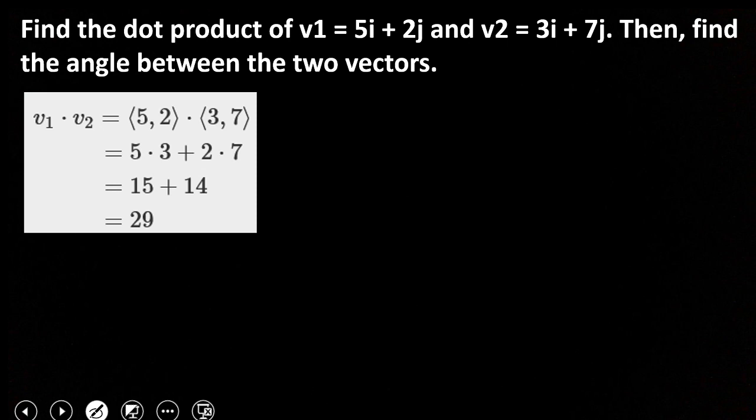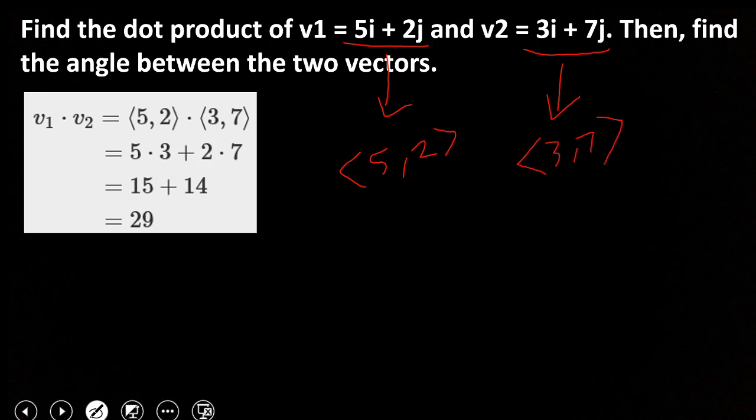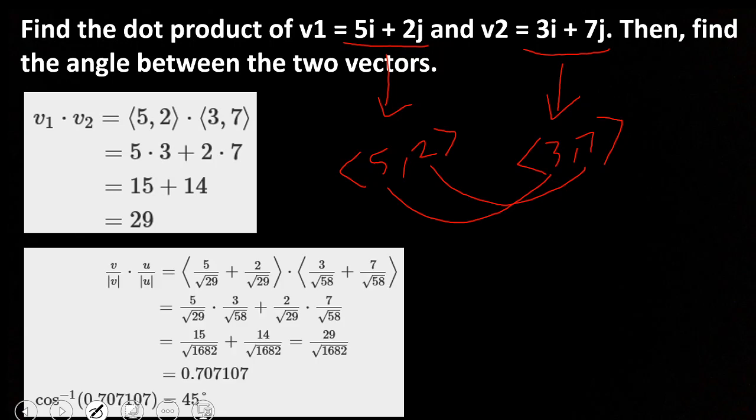So here are two vectors. They're given in terms of i and j, but you can easily convert those to component form, like 5, 2, and this one is just 3, 7 if you use commas, right? So the dot product of these two would be 5 times 3 plus 2 times 7, which is 29. That's it. That's the dot product. Now, what is the angle between them?